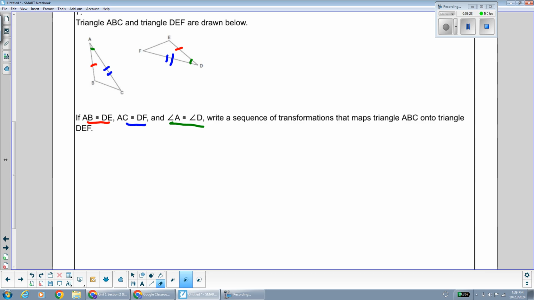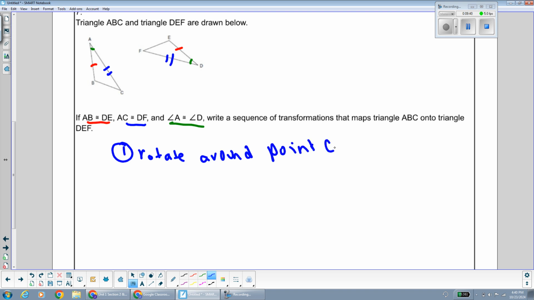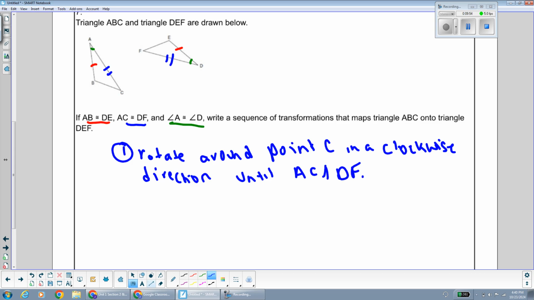I think I'll do the rotation first. It doesn't matter. So I'm going to rotate around point C in a clockwise direction until AC is parallel to DF.